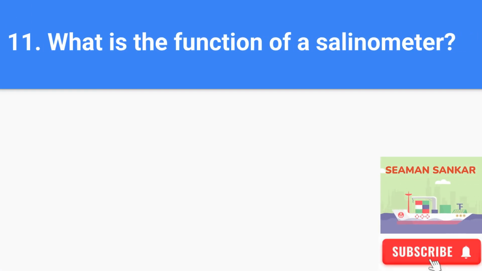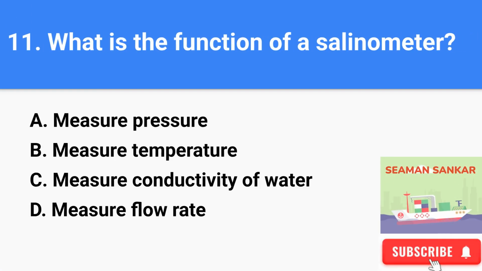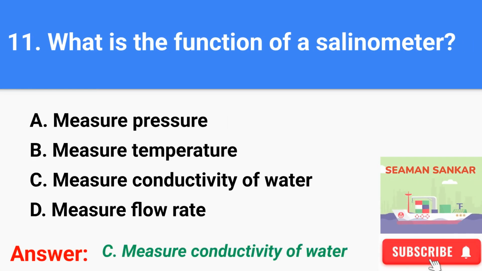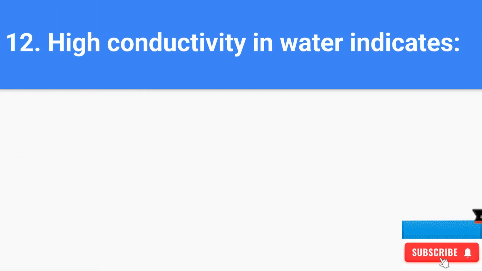Question 11. What is the function of a salinometer? A. Measure pressure, B. Measure temperature, C. Measure conductivity of water, or D. Measure flow rate. The function of a salinometer is to C. Measure conductivity of water.